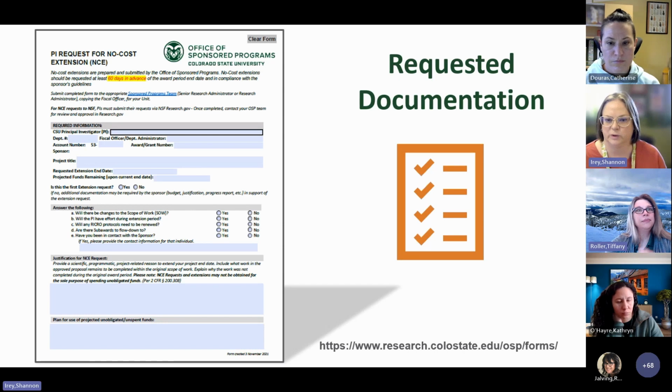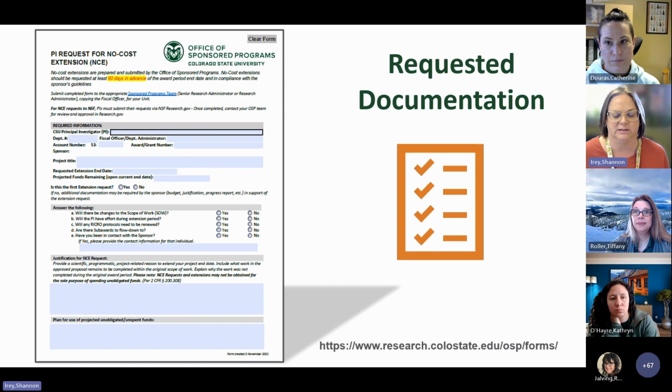Right, some of this seems really basic, but remember a lot of your PIs have titles on their projects that are very similar. True. So if you don't give the exact title of what it is, it's hard for the people in OSP to decipher exactly which one that is. Not only that, but you might have several with the same sponsor with the same title.